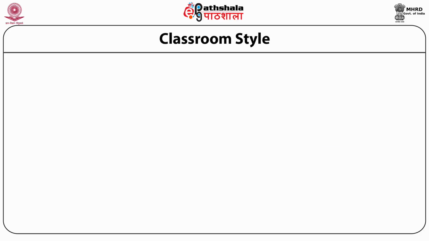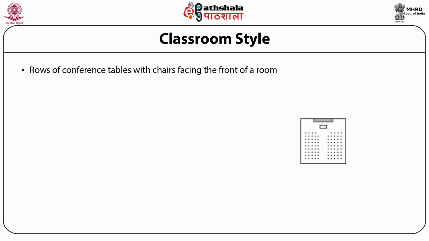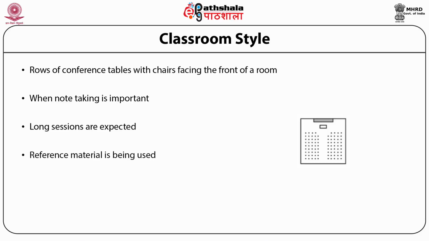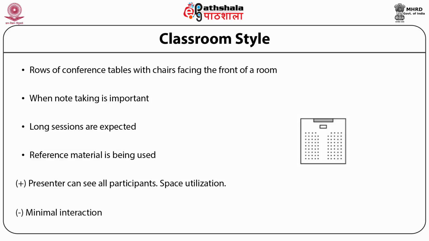The next style is a classroom style. Under this style, rows of conference tables with chairs facing the front of the room are arranged. In this type of style, note-taking is possible, and this style is generally adopted when long sessions are expected and reference material is being used. The positive point of this style is that a presenter can see all the participants and there is optimum space utilization. Again, the drawback is that it offers minimal interaction among the audience.